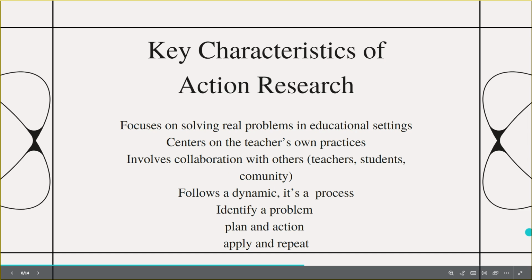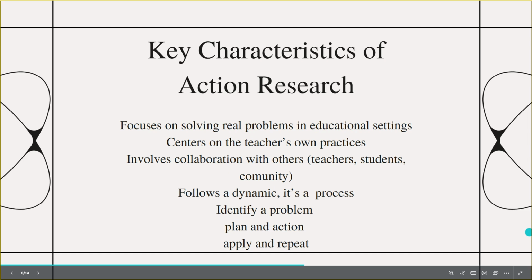And the last one, sharing research. Unlike traditional research, where investigators report in journal and book publications, action researchers report their research to educators who can immediately use the results. Key characteristics. Action research is a type of research used to solve real problems in educational settings. Its main goal is not just to create theory, but to improve teaching and learning in a practical and immediate way.